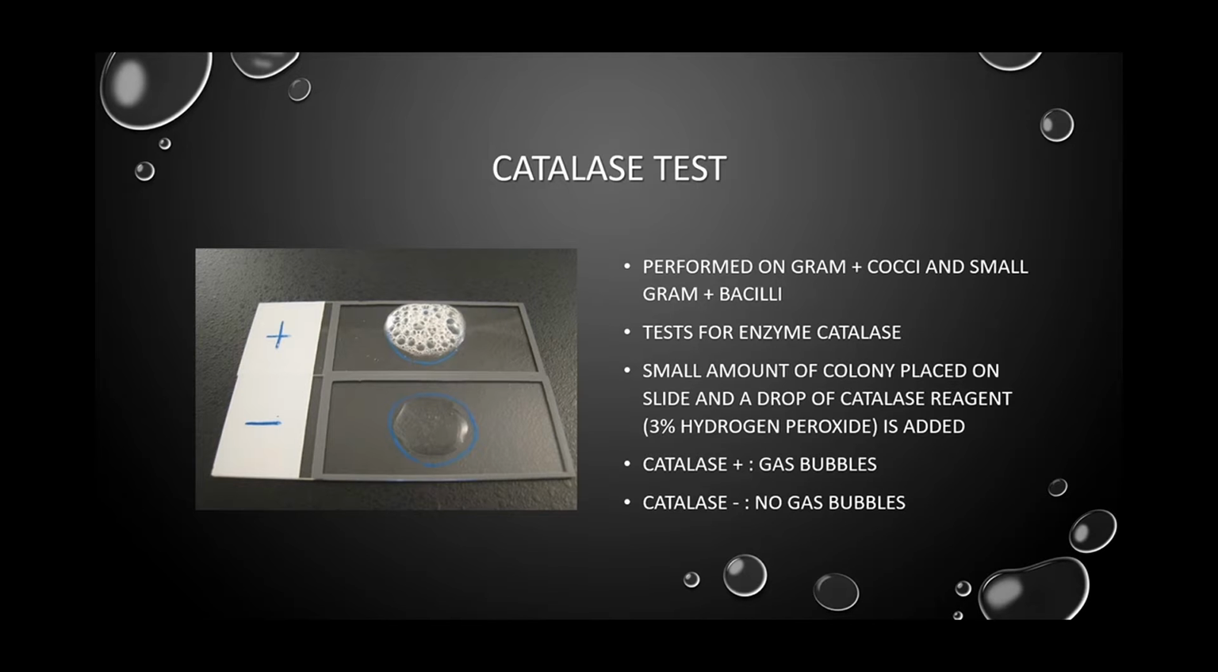The next two tests are additional tests that you need to do in order to further identify the bacteria you're looking at. First is the catalase test. It's performed on gram-positive cocci and small gram-positive bacilli. It tests for enzyme catalase. A small amount of colony is placed on the slide, and then next a drop of 3% hydrogen peroxide is added. If there are gas bubbles evident, then that means it's catalase positive. If there are no gas bubbles, then that means it's catalase negative.